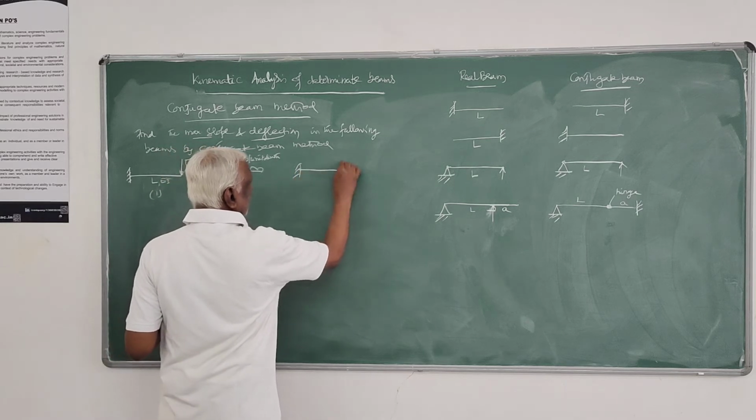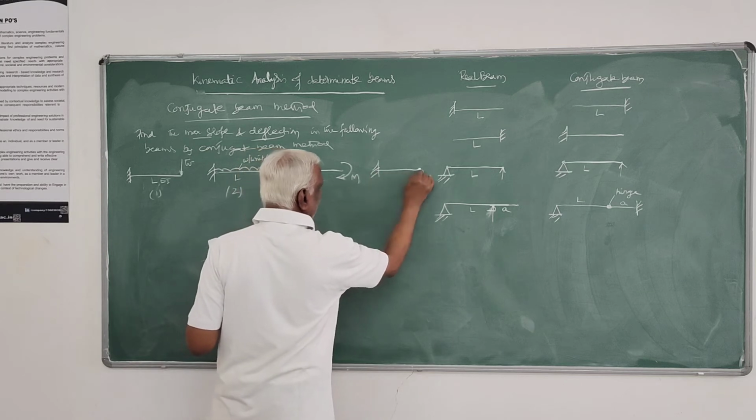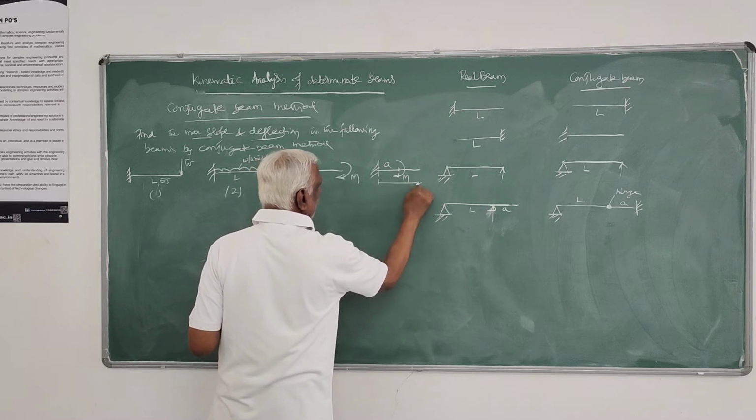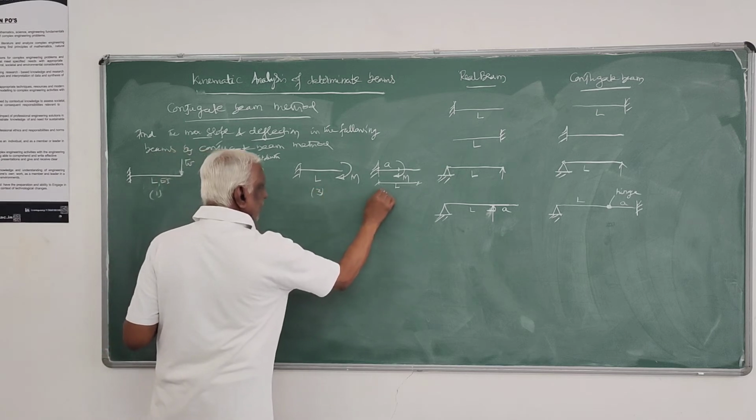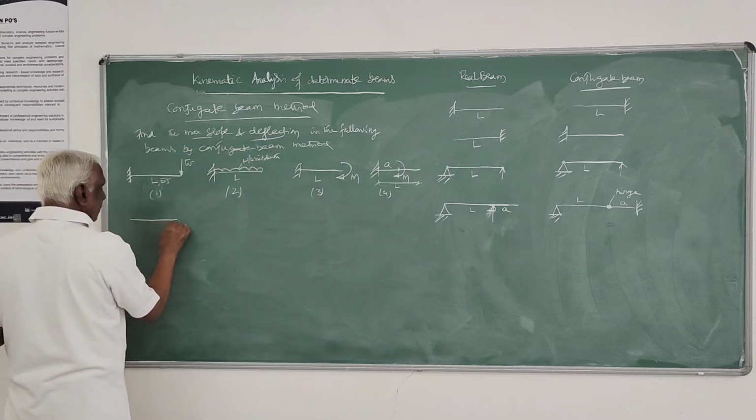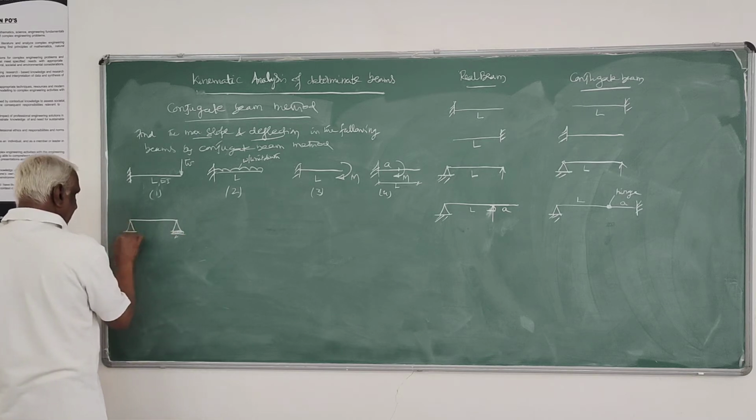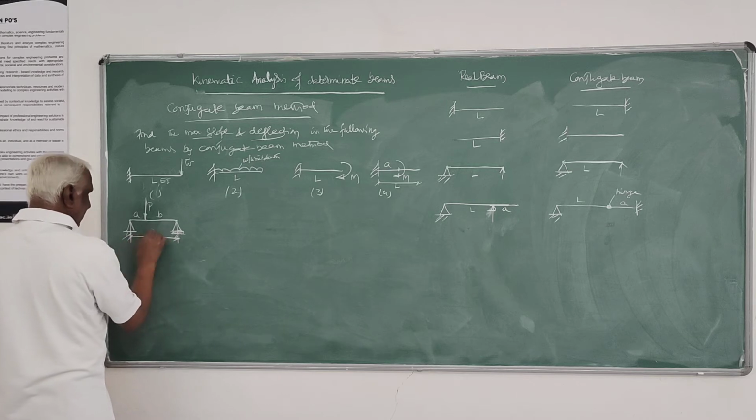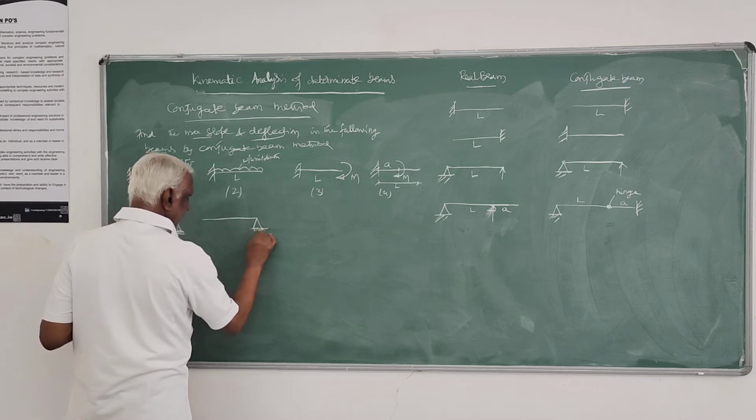You take a moment M, and all those things, whatever bending moment diagram I have given, the same cases you can take. Then these 4 problems. Then the 5th problem, you can take a simply supported beam with load P, A, B and L. This is the 5th, 6th you can take.